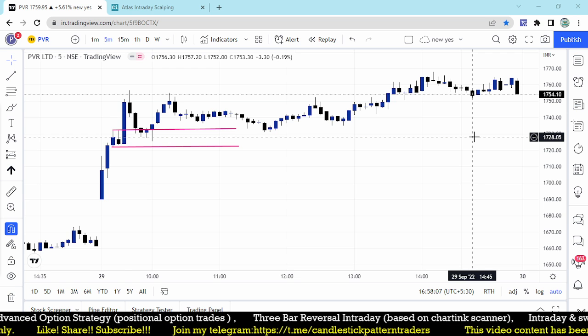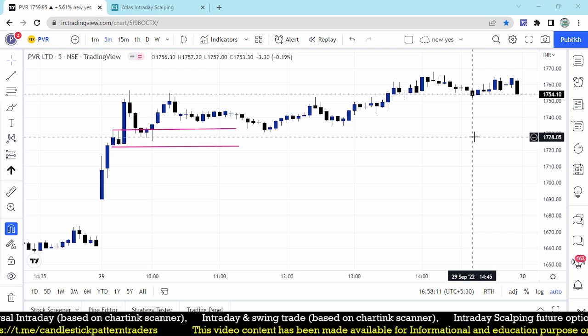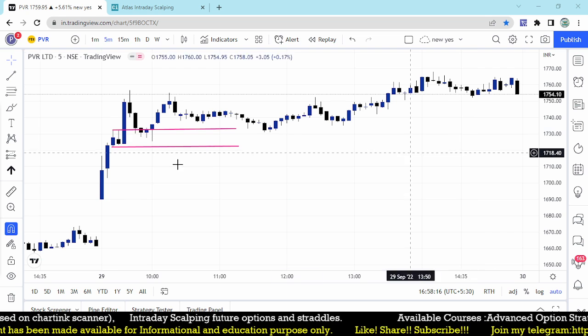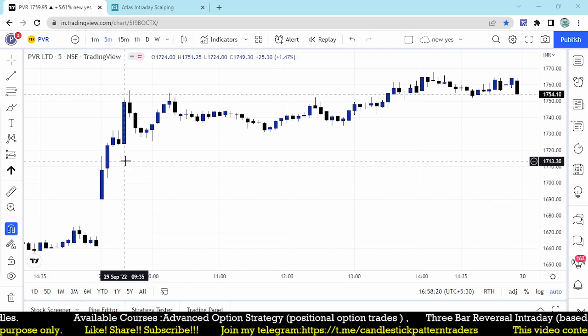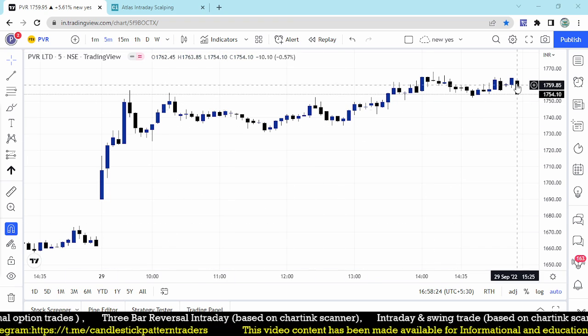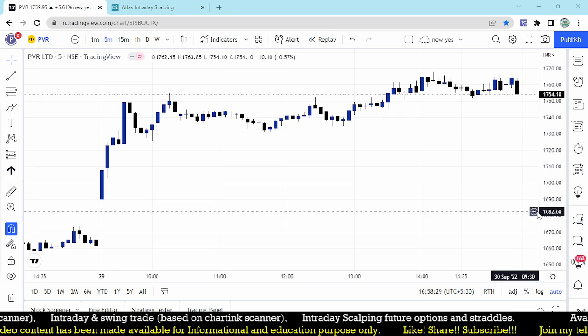The first important point: if you are using a 5 minutes time frame, you need to be active and fast in the market, right? In this stock, we expected a continuation after three consecutive bullish candles, and that is what happened, and at the end of the day it closed at 1754. That worked well, no problem.